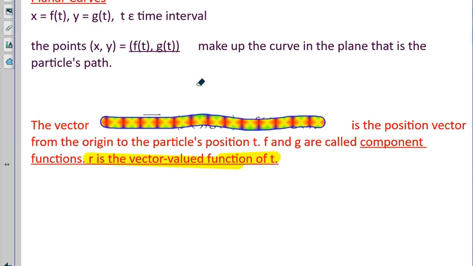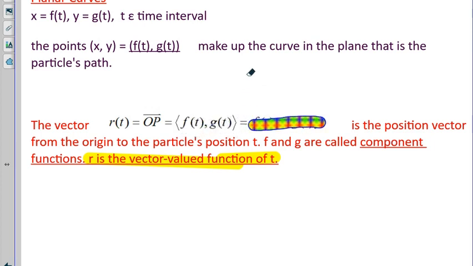Then you can write this as a vector. You can write it as r, or OP, or whatever you want to call it. It can be written in component form, so (f of t, g of t) is the component form, or in i and j form, f of t i plus g of t j. This is called the position vector from the origin to the particle's position at time t. f and g are called the component functions, which then makes r the vector-valued function of t. So it's going to basically have a function in the f spot and a function in the g spot, and that's what makes it this vector-valued function.